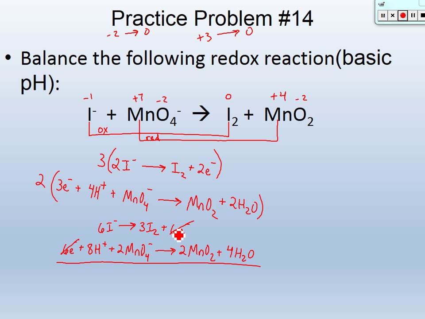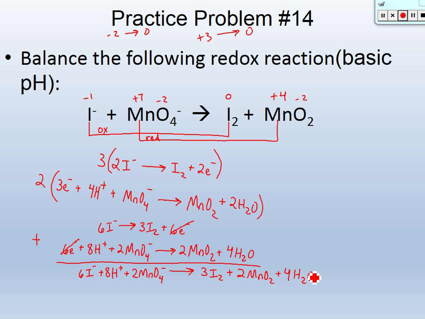Okay, so I'm going to write, let's add these two equations together, and I'm going to write what they equal down below here. So I've got 6 I minuses on the left, and let's go down here on the left. I've got 8 H pluses plus 2 MnO4 minuses, bring down the charge as well. And then I've got nothing else on the left, so draw your arrow. On the right, now I've got 3 I2s plus 2 MnO2s plus 4 waters.